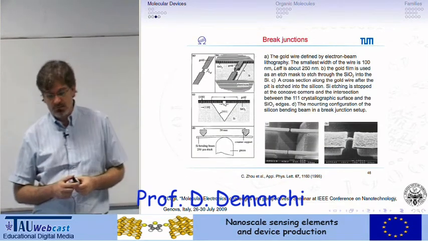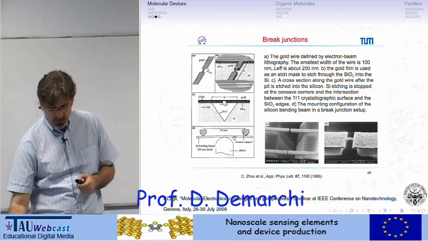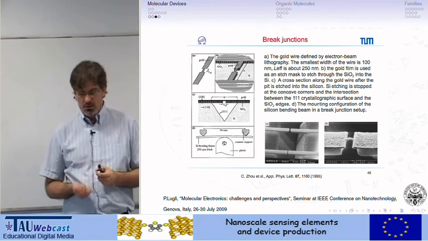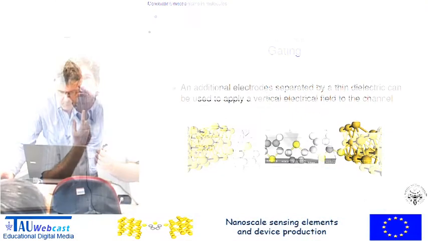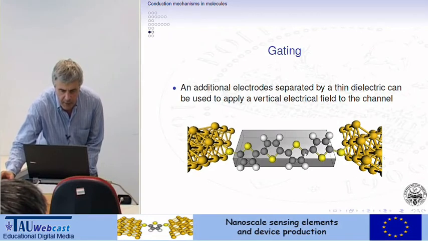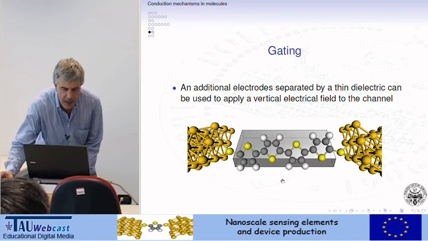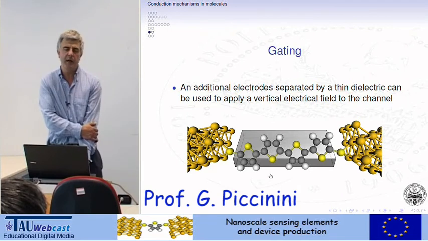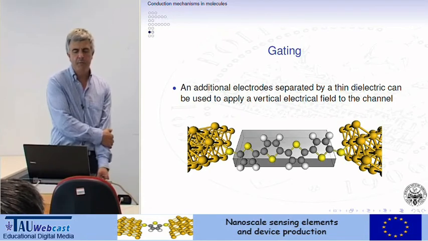In this case, one of the interesting applications is this one, where you create your gap mechanically. Using a piezo actuator on the bottom, you can press the source and drain electrodes. Here you have a very thin layer of insulating material, a dielectric. Below you can put another electrode, so you can apply an external voltage to apply a vertical electric field to the molecule.